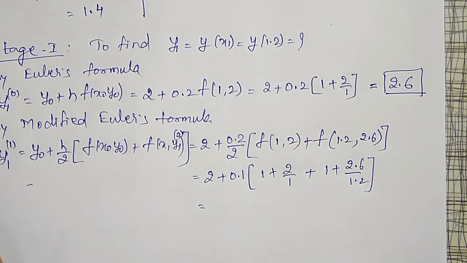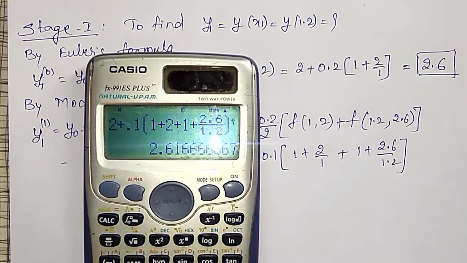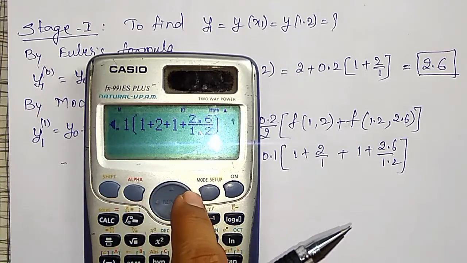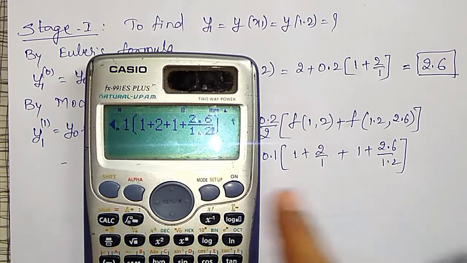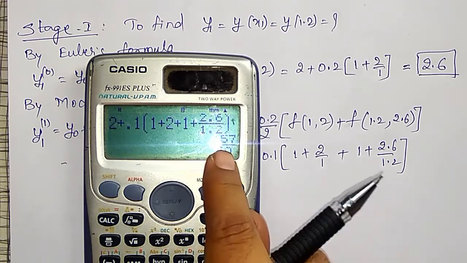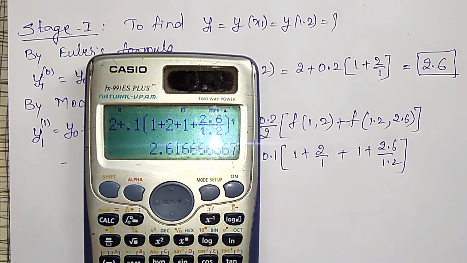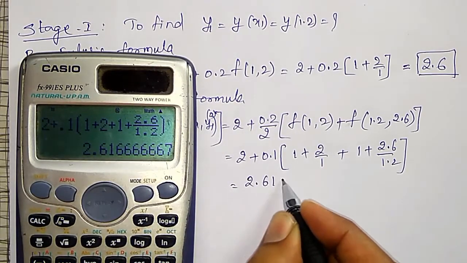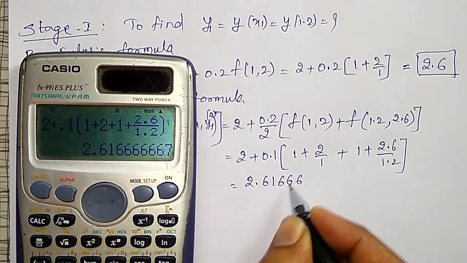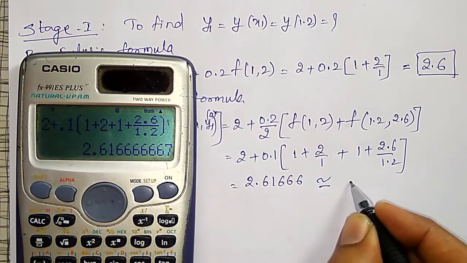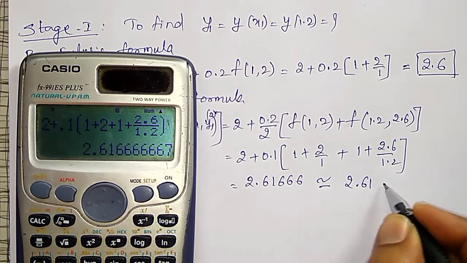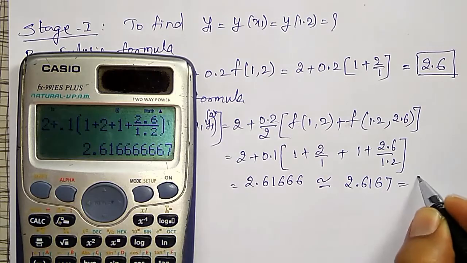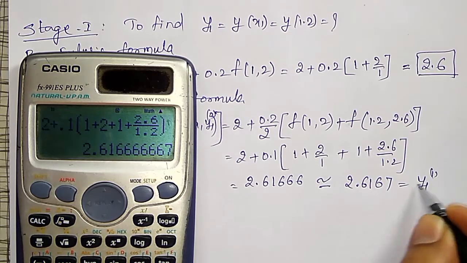It comes out to be, let me show this one. Everything is operated in your calculator, as 1 and all those things, 2.6 divided by 1, as written. Then its answer comes out to be 157 by 60. In decimals it is 2.61666 and it continues. Therefore, approximately, I will write 2.6167. This is my y1 first approximation.